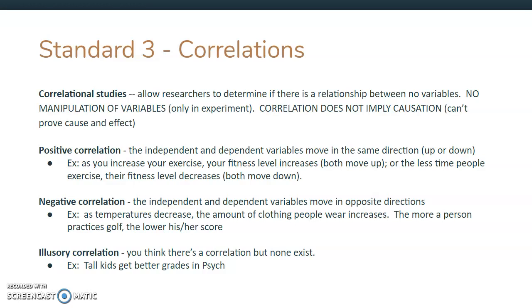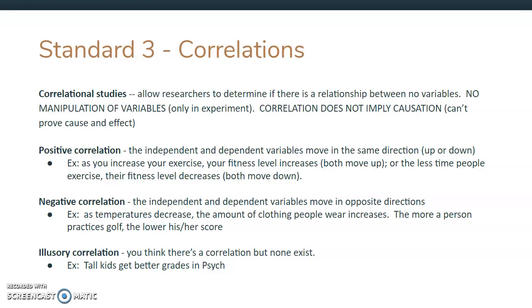A positive correlation means the independent and dependent variables move in the same direction. They can move up or they can move down. Remember, use your hands as you read the variables. What's happening? One's going up, one's going down. Are they both going up? Are they both going down? If they're going up or going down together, then that is going to be a positive correlation.